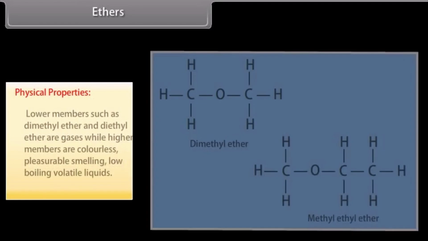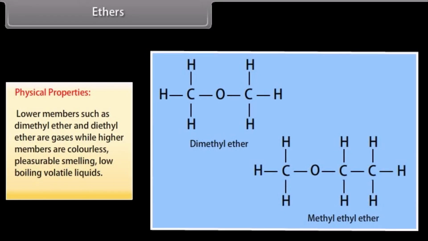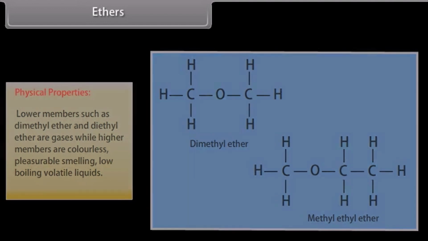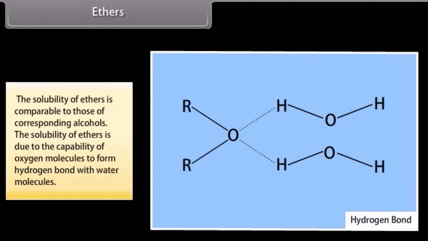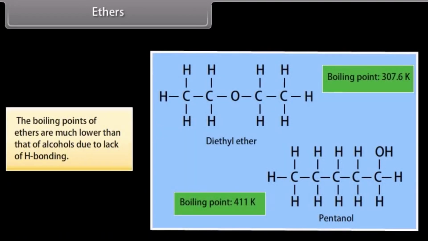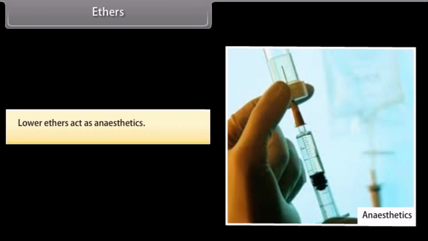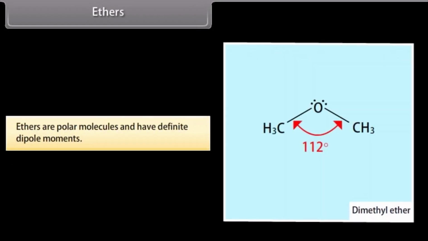Physical properties. Lower members such as dimethyl ether and diethyl ether are gases, while higher members are colorless, pleasant-smelling, low boiling, volatile liquids. The solubility of ethers is comparable to that of the corresponding alcohols. The solubility of ethers is due to the capability of oxygen atoms to form hydrogen bonds with water molecules. The boiling points of ethers are much lower than those of alcohols due to lack of hydrogen bonding. Lower ethers act as anesthetics. Ethers are polar molecules and have definite dipole moments.